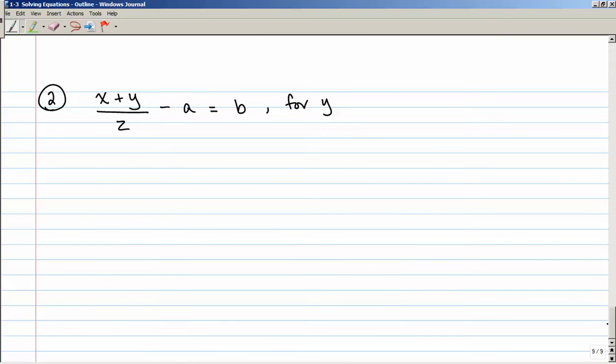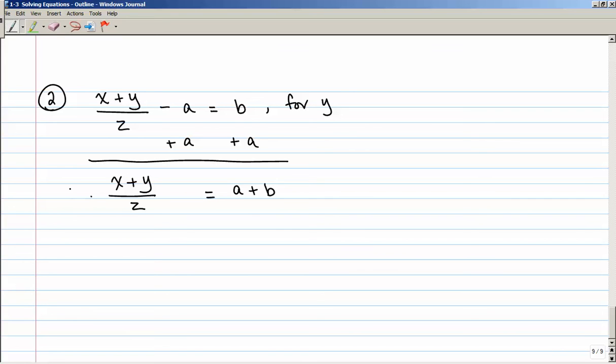And our last example here. x plus y over z minus a equals b. And I need to solve that for y. So I need the y that's on top of the fraction that's having a subtracted from it. I need that all by itself. First thing I want to do is move this a to the other side. So that's going to leave me x plus y over z equals a plus b. I kind of like to put them in alphabetical order.